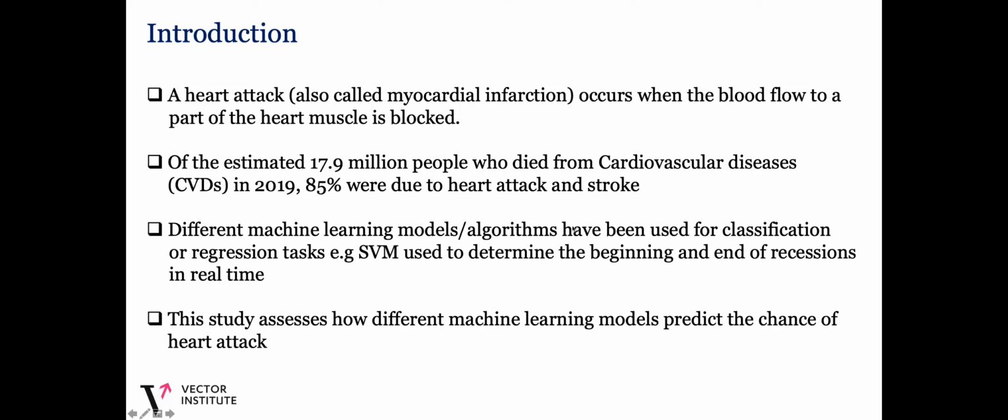Different machine learning models have been used for classification or regression in the medical field, such as SVM for determining the beginning and the end of recessionary time, for cancer survivors, and for real-time forecast. In this study, I'm going to assess how different machine learning models predict the chance, or the possibility, of heart attack.